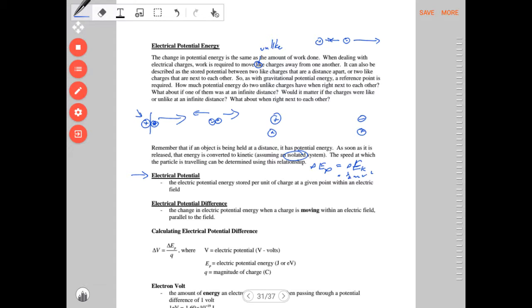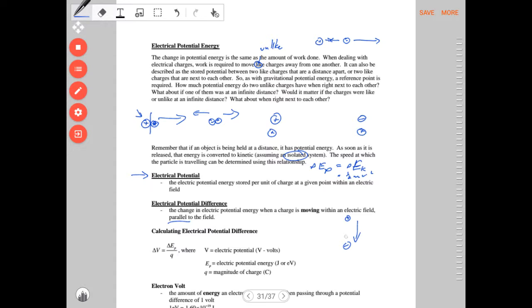Okay, so electric potential difference is the change in electric potential energy when a charge is moving within an electric field parallel to the field. Remember, we have to be parallel, because if the field is going this way, between say a negative and a positive charge, actually the positive would be on top, because field lines go out of positives and into negatives.